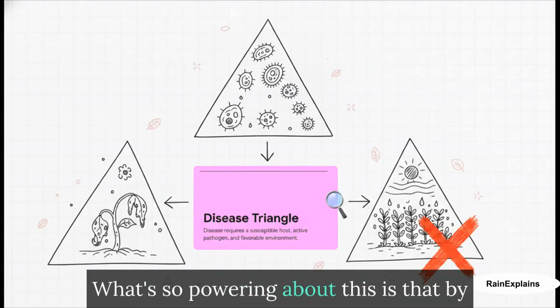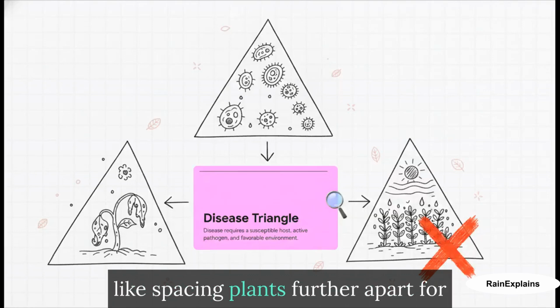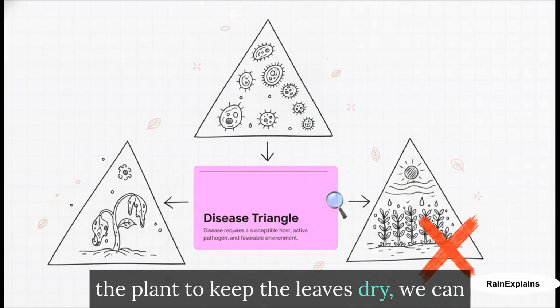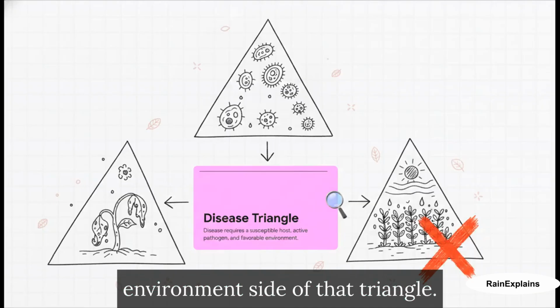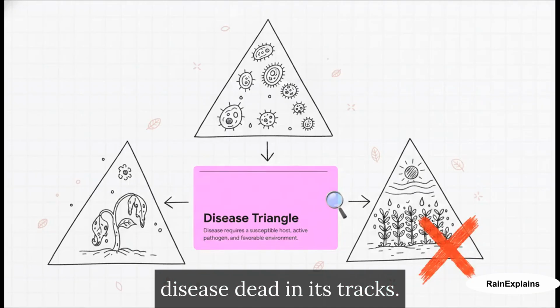What's so empowering about this is that by simply altering our cultural practices, like spacing plants further apart for better airflow or watering at the base of the plant to keep the leaves dry, we can completely break the favorable environment side of that triangle. Break just one side and you stop the disease dead in its tracks.